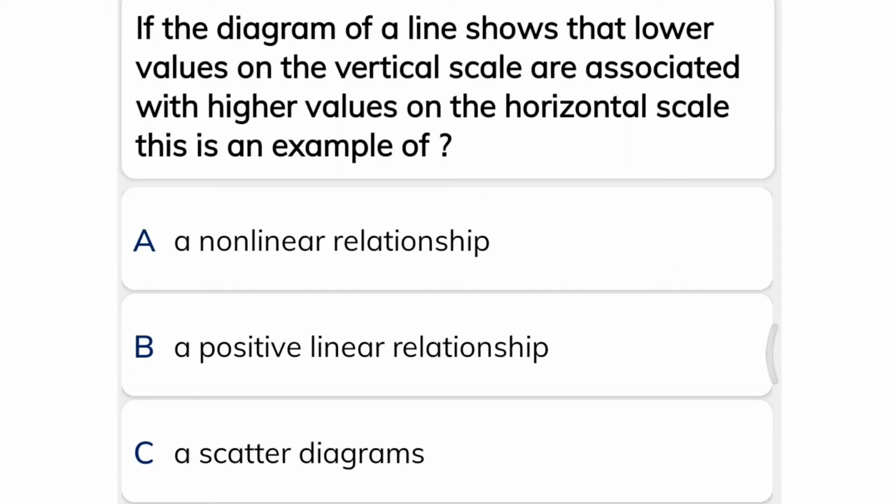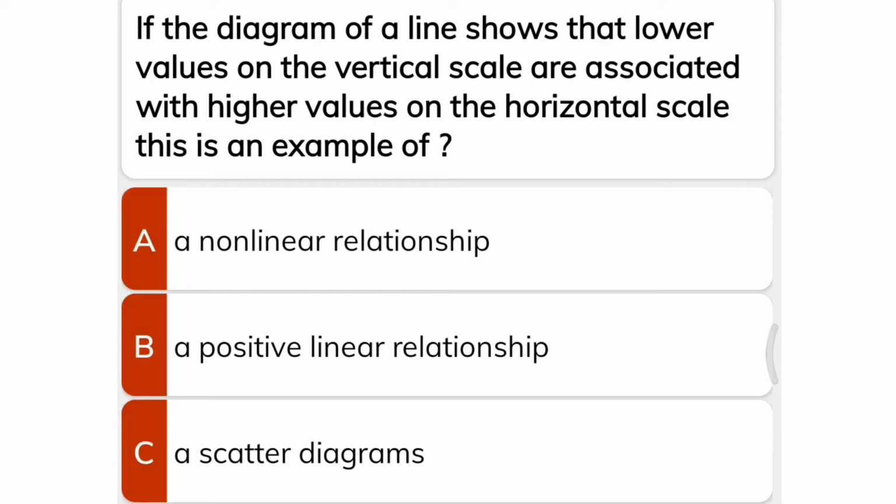If the diagram of a line shows that lower values of the vertical scale are associated with higher values on the horizontal scale, this is an example of what? Option A, a non-linear relationship. Option B, a positive linear relationship. Option C, a scatter diagram. Option D, a negative linear relationship. The answer is option D.